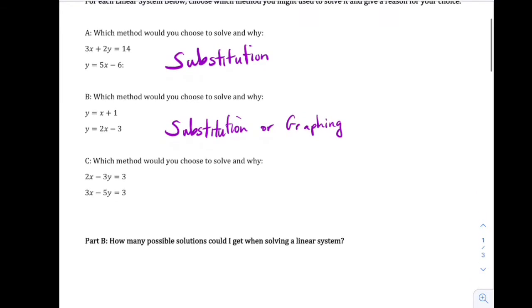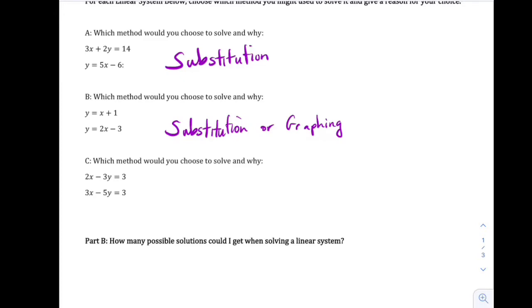And finally, the last one, which one would you choose for this system? Well, if I look at this one, substitution is not the easiest because it's not easy to isolate one of those variables. Right? I'm going to have x, x, y, y. None of them are easily isolated because none of them have a coefficient of 1. Because of that, graphing is also not the easiest. In this case, elimination would be the easiest. You see it's lined up in form of ax plus by is equal to c. They're both in that form.